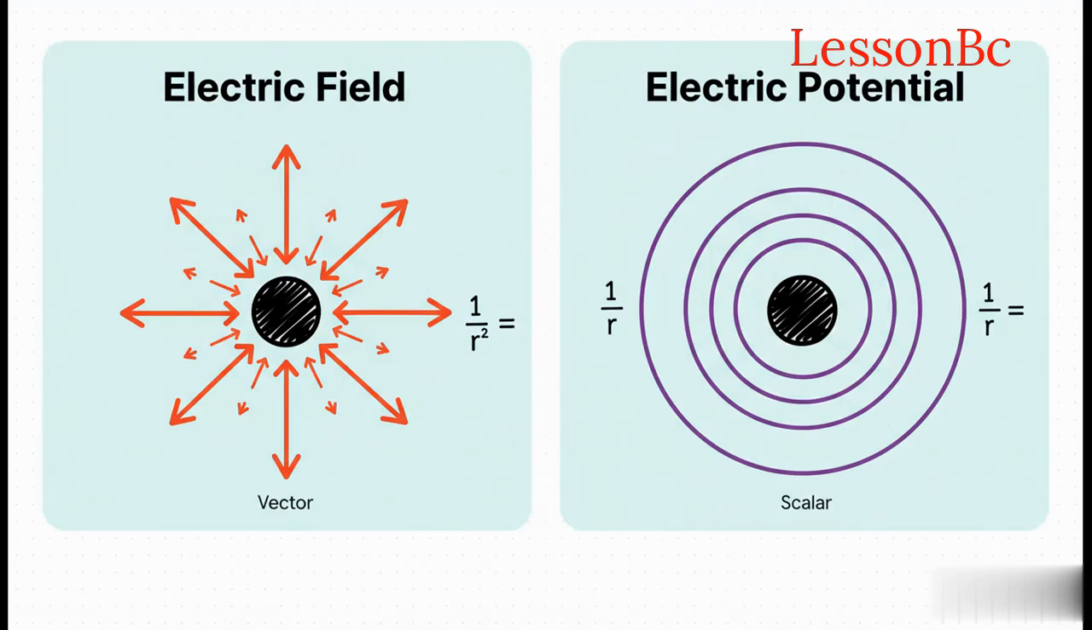The electric field, E, is a vector. It's about force, and it drops off fast, as 1 over r squared. But electric potential, V, is a scalar, no direction. It's about energy, and it drops off slower, just 1 over r. If you can get this distinction locked in your head, you are way ahead of the game.